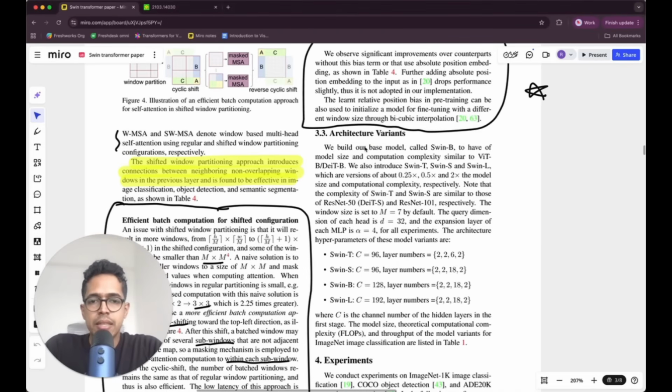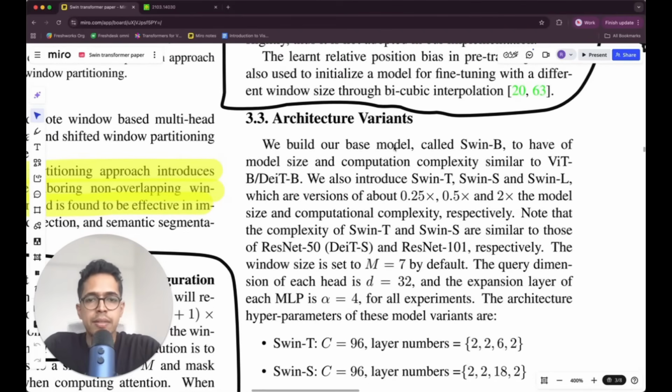We'll be moving to section 3.3, architecture variants. We build our base model called Swin-B to have model size and computation complexity similar to Vision Transformer B. So Vision Transformer also had base, large and one more model, small, I guess, the data-efficient image transformer B. We also introduced Swin-T, Swin-S, and Swin-L, which are versions of about 0.25x, 0.5x, and 2x the model size. Model size meaning 2x, I guess, the base size, and computational complexity respectively.